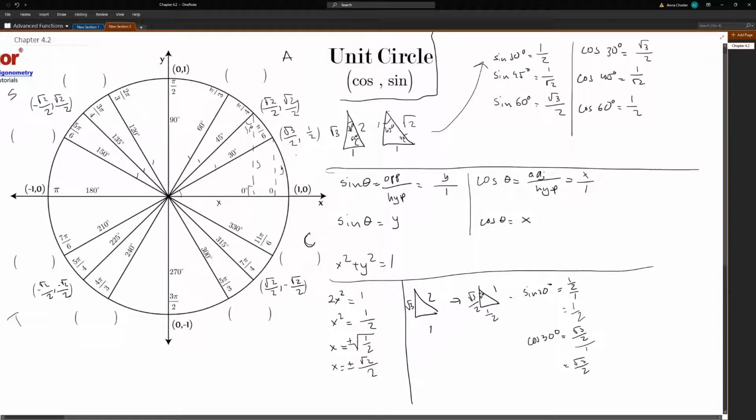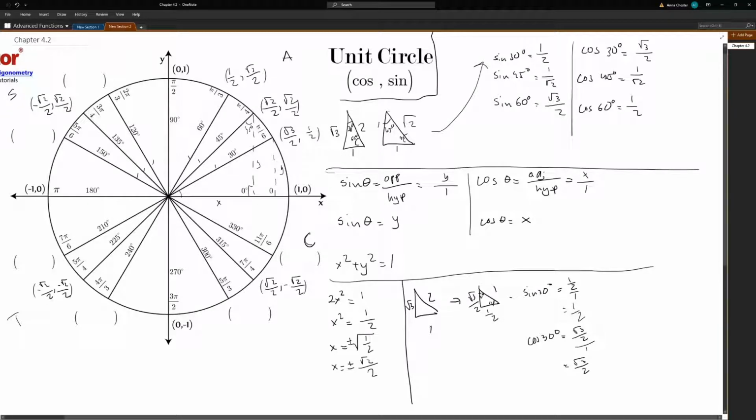Similarly, for 60, we're actually just reversing the sine and the cosine values. Because again, let's look at 60, or pi over 3. Our opposite is now square root of 3 over 2, which used to be our adjacent. And our adjacent is 1 over 2, which used to be our opposite. Therefore, we're just reversing these values. So what do we get? We get 1 over 2, and then square root of 3 over 2.